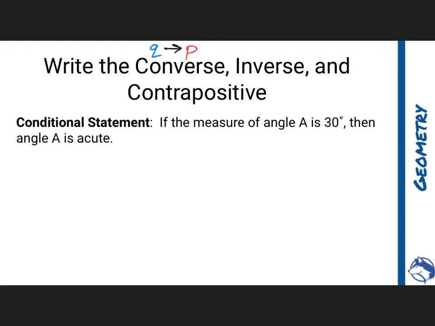Then the inverse is basically the opposite of what's going on. So it's not P implies not Q. And then the contrapositive, remember this one's my favorite, it's the combination of both. It's not Q implies not P. And these are things that you're going to need to know, so this is something I would commit to memory, and I would go ahead and just start writing them out. So let's try the converse.